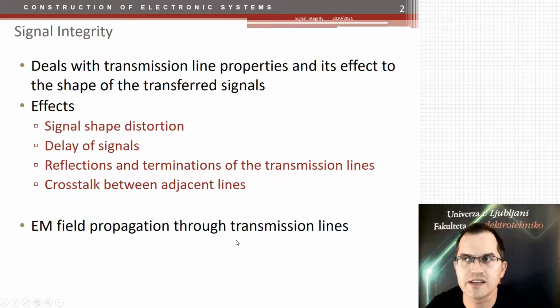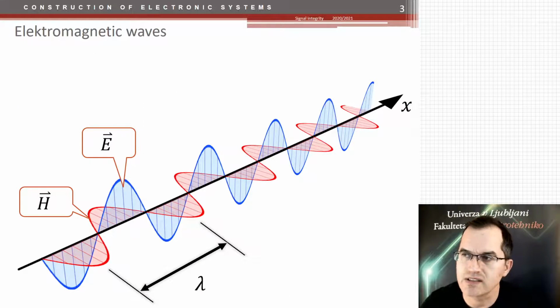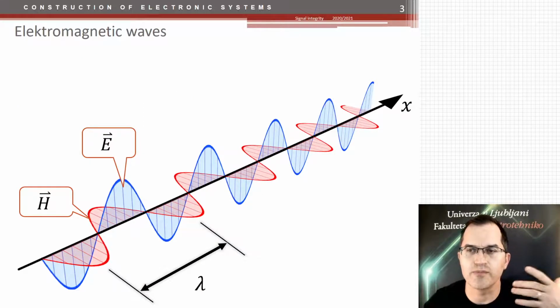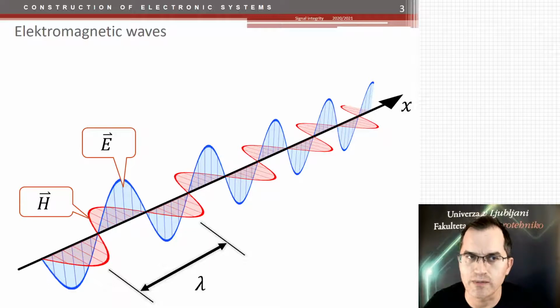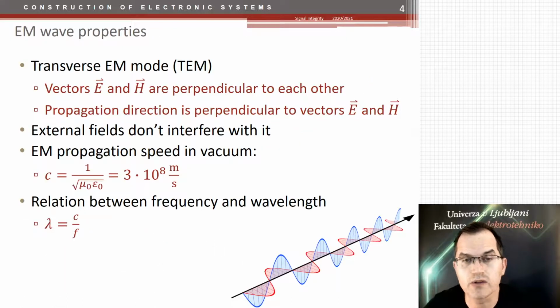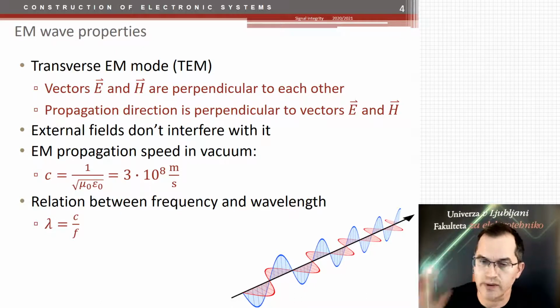First of all, signal integrity talks about how the electromagnetic field propagates through so-called transmission lines. So what is the EM field we're talking about? And what are the transmission lines? Well, electromagnetic waves, we all know, are a hand-in-hand propagation of electric and magnetic field through empty space. And what we determine here is the wavelength, the frequency, and so on. So we will talk about the transverse electromagnetic field, or TEM, where E and H vectors are perpendicular to each other and also perpendicular to the propagation direction.